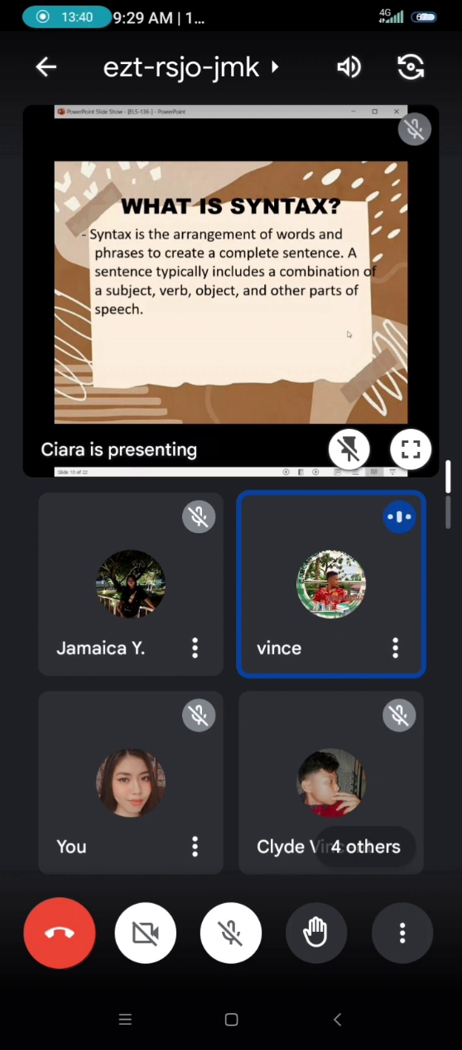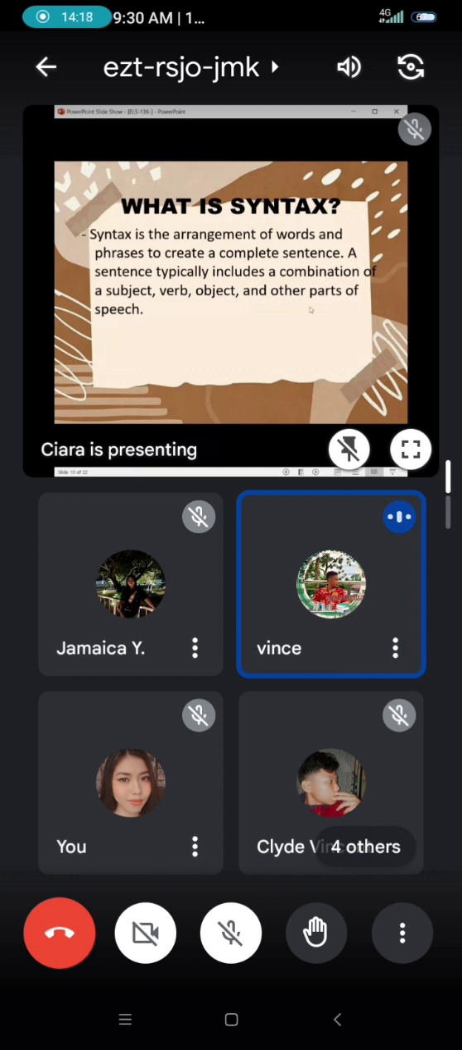Also, it refers to the set of rules that dictate how words and symbols are structured by combination to create a valid sentence or expression in a language, such as English or a programming language. It serves as the foundation of clear and meaningful communication. In natural language like English, syntax governs the arrangement of words, phrases, and clauses to form grammatical sentences.